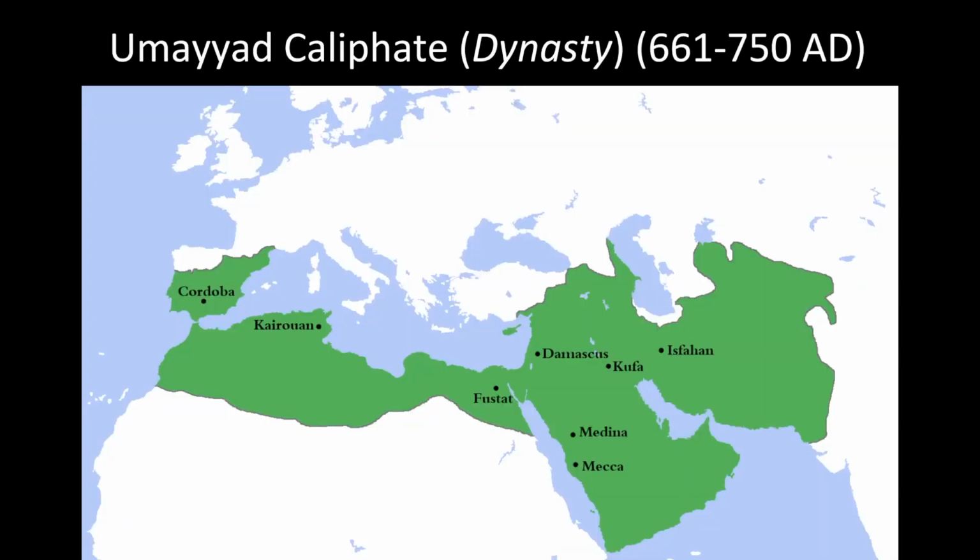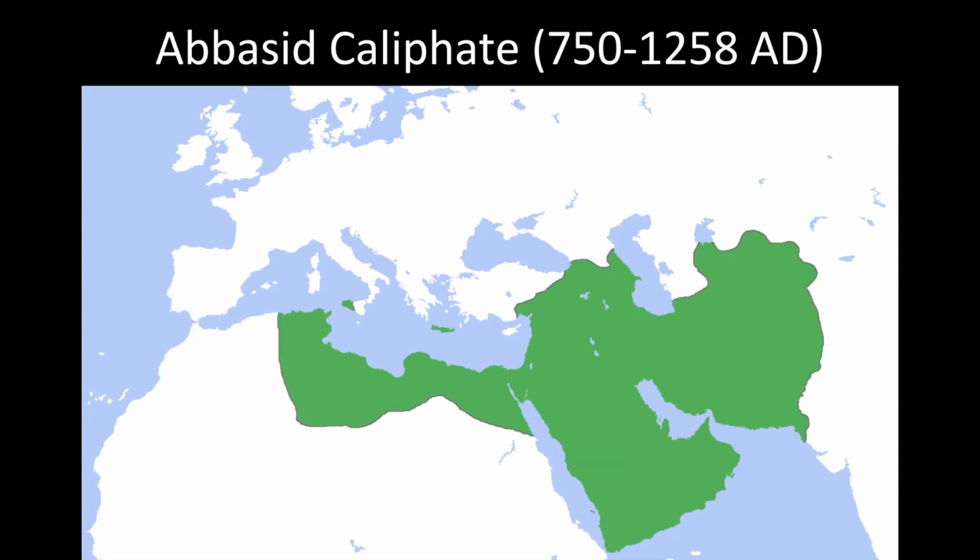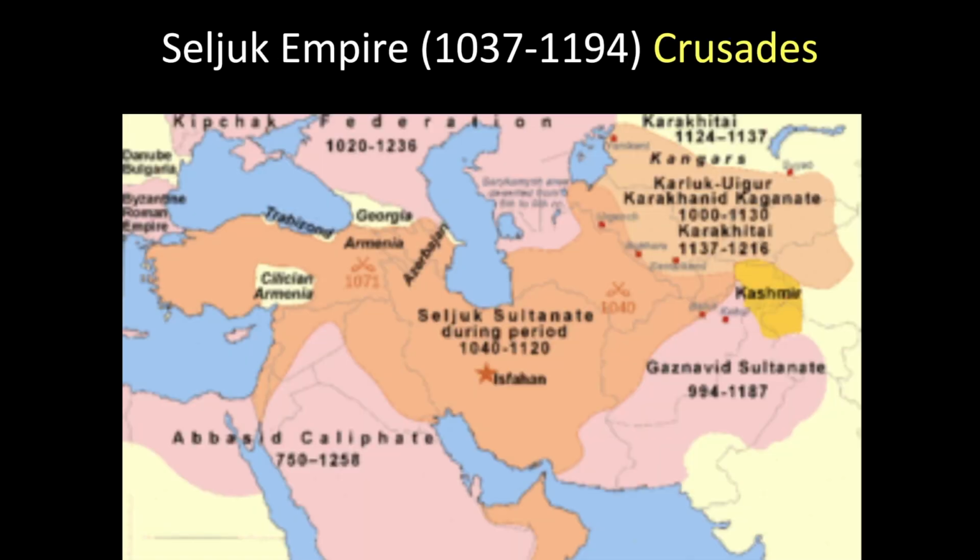All right, so the first is the Umayyad Caliphate. Then it's the Abbasid Caliphate. And eventually it's the Seljuk Empire, which is slightly different. The Seljuk Empire is when the Crusades take place. It's during this empire that Muslims will go to war with the Byzantine Empire. So it's the Seljuk Empire versus the Byzantine Empire.